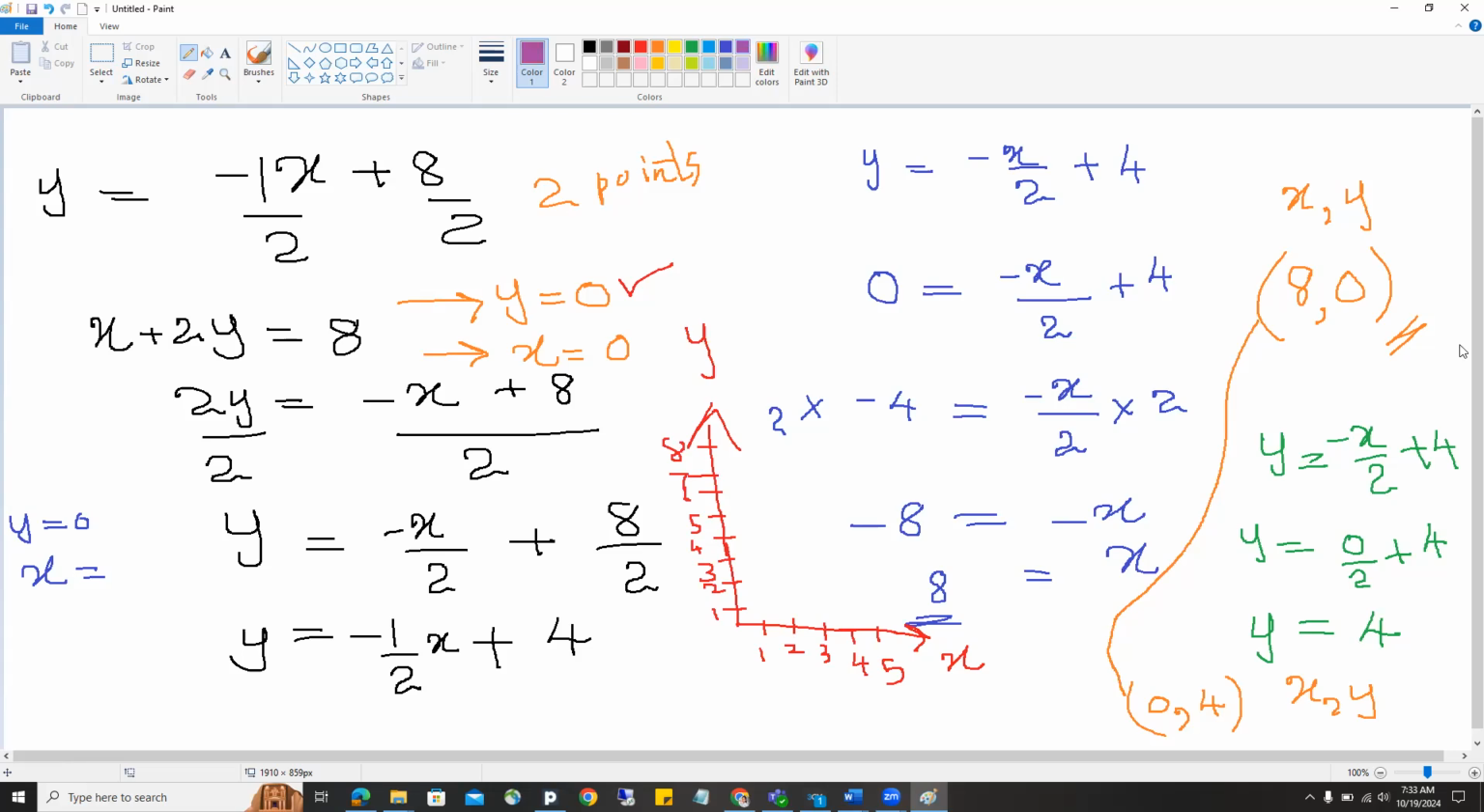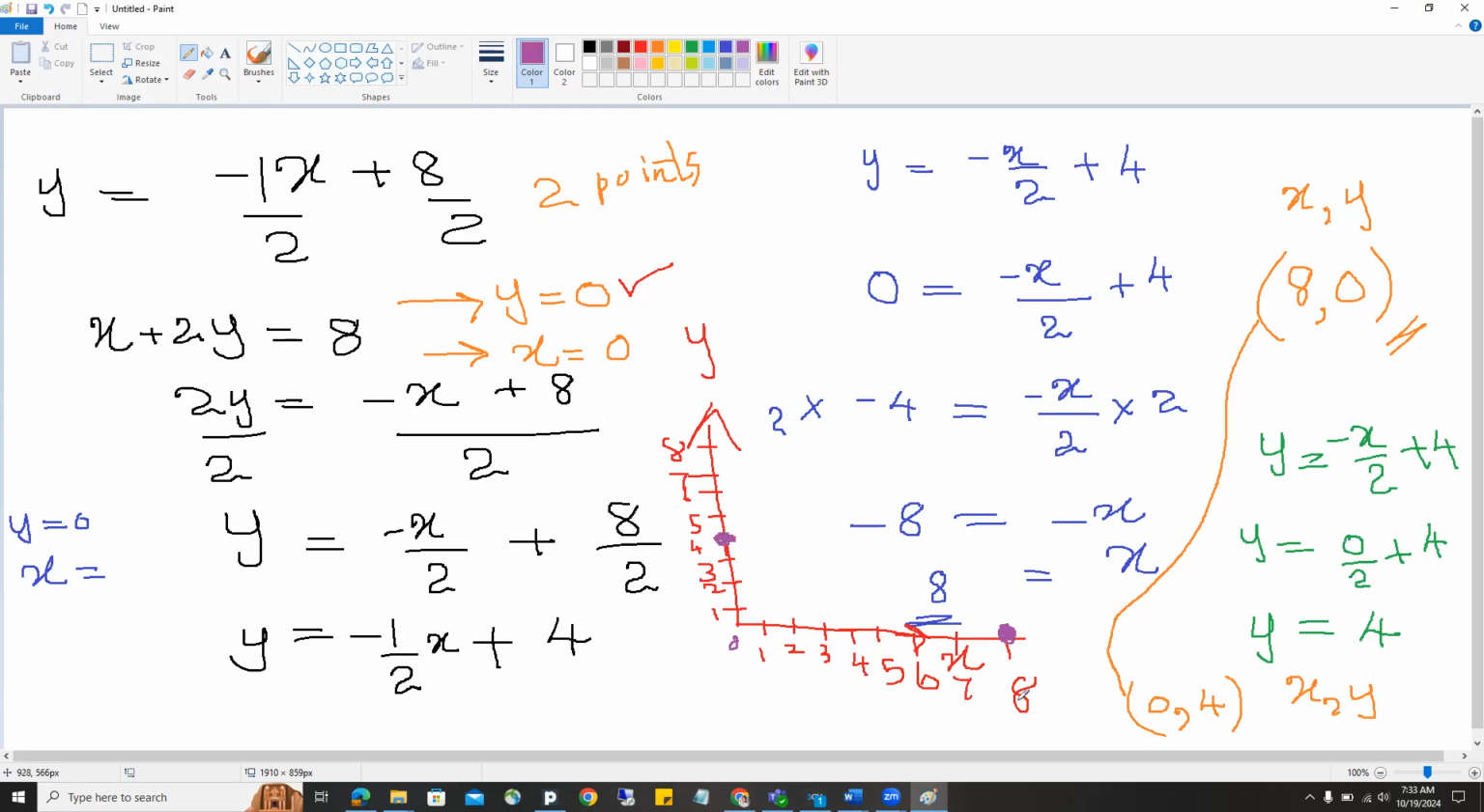One coordinate is 8, 0. Okay, 8, 0. We have to have more. 8, 0 means here, 6, 7, 8. So 8, 0 means when x is equal to 8, y becomes 0. Here we have that coordinate. And 0, 4 means 0 is x. So 0, 4 means here.